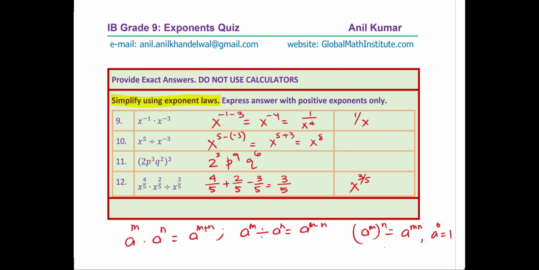So now we have answers for all. So first one is 1 over x to the power of 4, then we have x to the power of 8, and here we have 2 cubed, which is 8. So instead of 2 cubed, I'll prefer to write 8 here with the powers of p as 9 and q as 6. Correct?